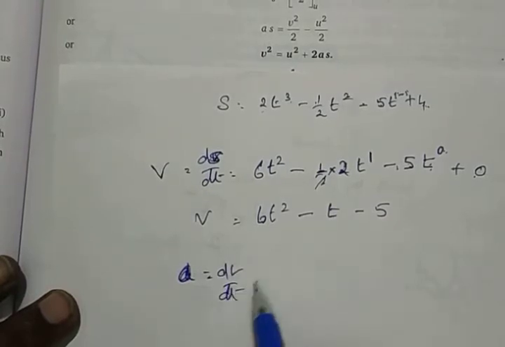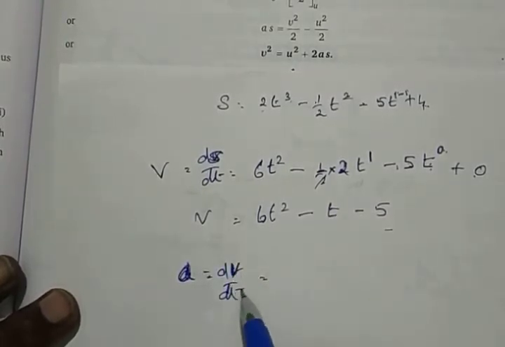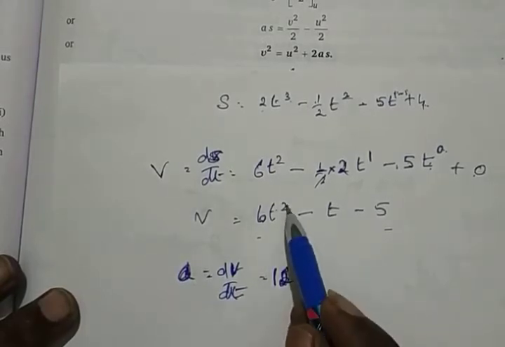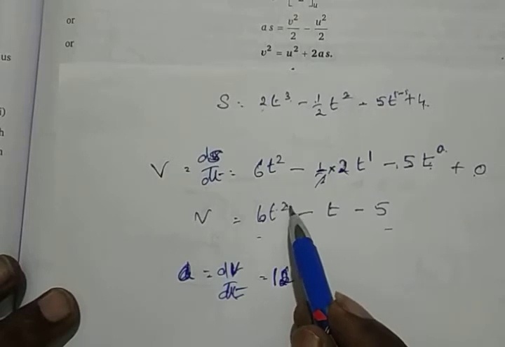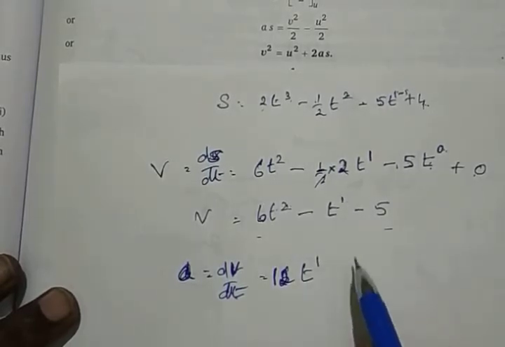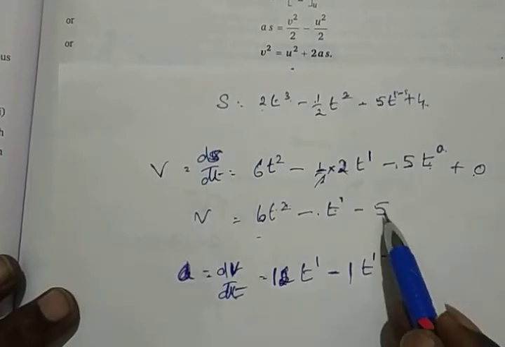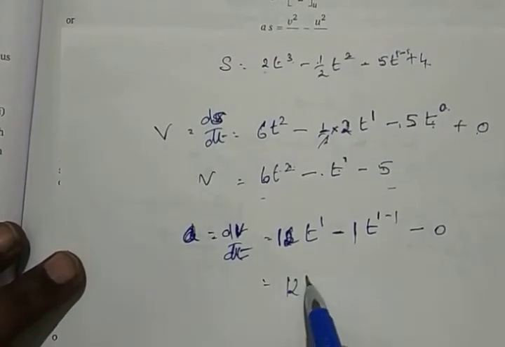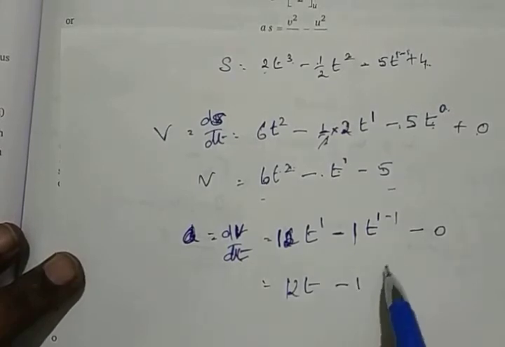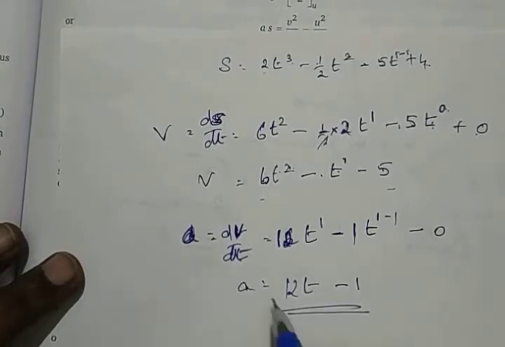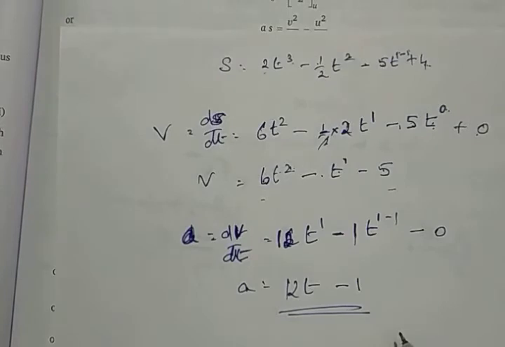Now moving further, you can find out acceleration. Acceleration is equal to dv by dt. Differentiate this one once again, and you will get acceleration. So 2 comes to the front. 6 into 2 is 12, into t to the power of 2 minus 1. You reduce the power by 1, so it will become t to the power of 1. This is already to the power of 1, so this power comes to the front, 1 into t to the power of 1 minus 1. Minus, this 5 will become 0. So it is going to be 12t minus 1 t to the power of 0. T to the power of 0 is already 1, so it is only this much. That's going to be acceleration. So you should be able to understand how it is.